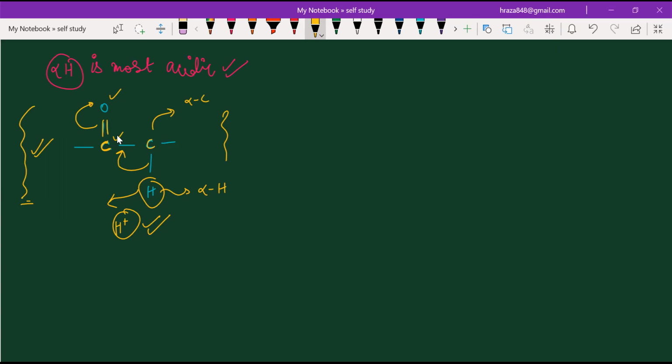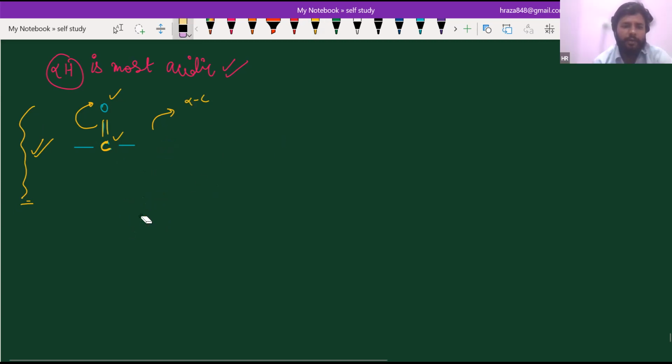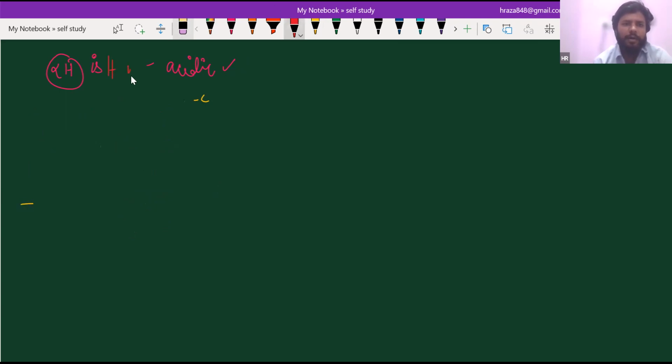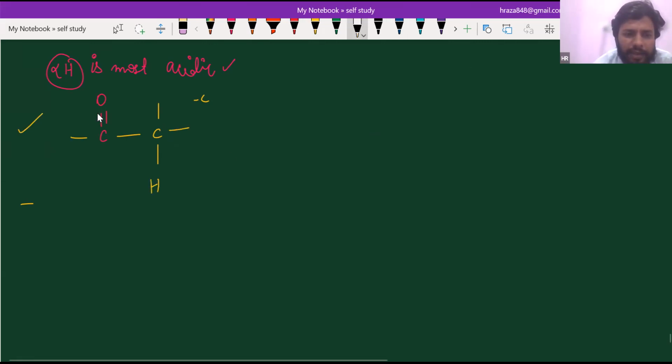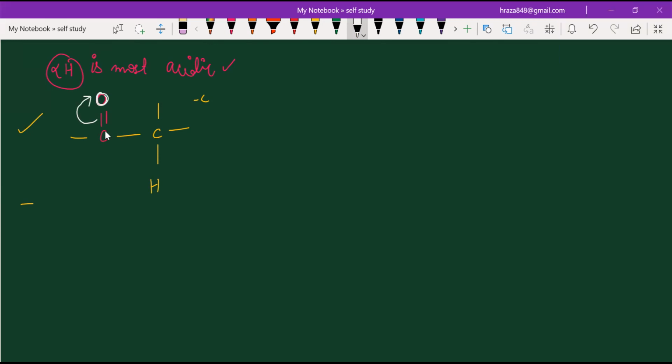Yes, sir. Could you just explain this again? Okay, I'm going to explain it again. I just have to erase it. Alpha hydrogen. See, if there is a functional group like this, Anushka, and this is connected with the C, and this is connected with another bond, and there is hydrogen like this, okay? As you can see, oxygen is more electronegative. It will attract carbon's electron. So this carbon will have a deficiency of electrons. That means it is unstable now.